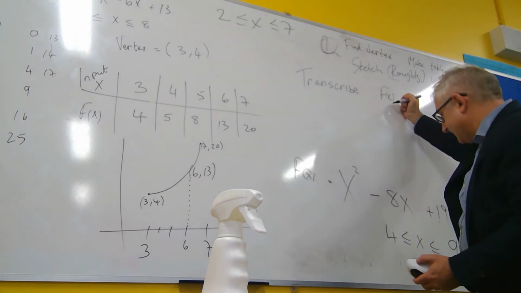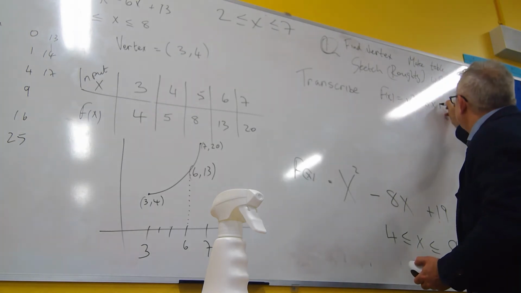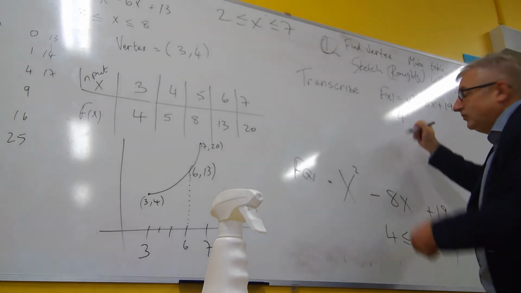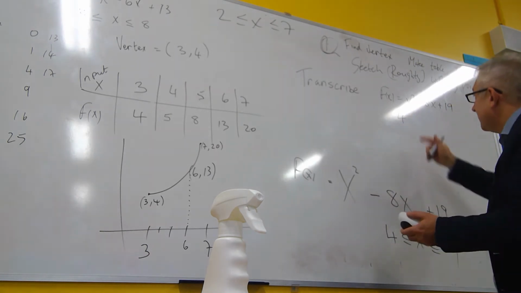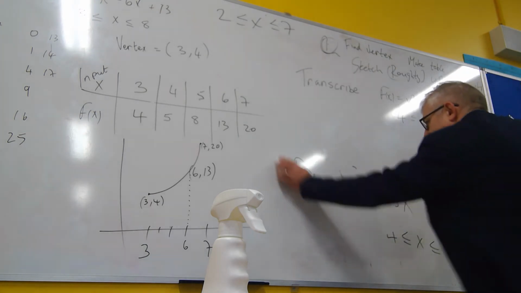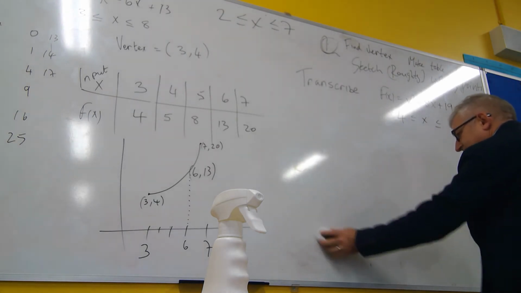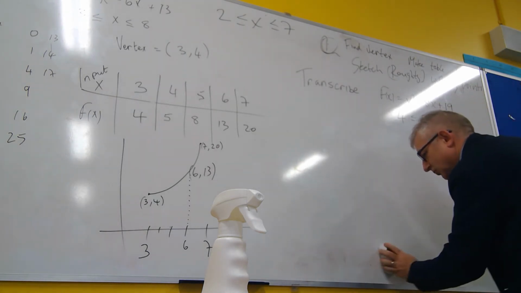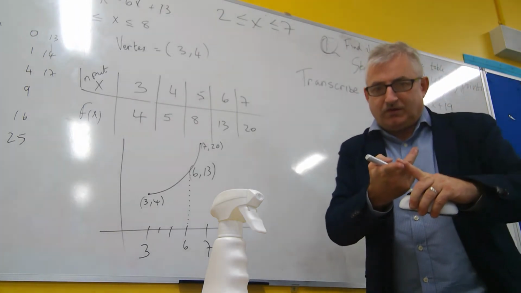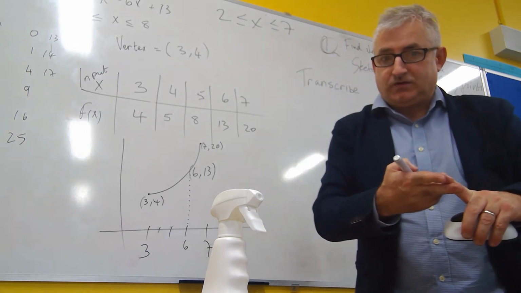So I'll call it f of x equals x squared minus 8x plus 19. Just copy it out again. It's good to be able to transcribe it whenever you like, especially from one page to the other when you're working. 4 is less than or equal to x, which is less than or equal to 9. Okay, so the procedure has now become a standardized procedure that we're going to go through. It involves finding the x value of the vertex, then substituting that to find the y value of the vertex.